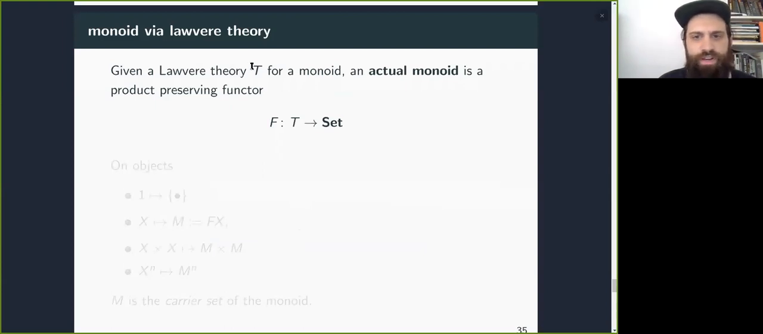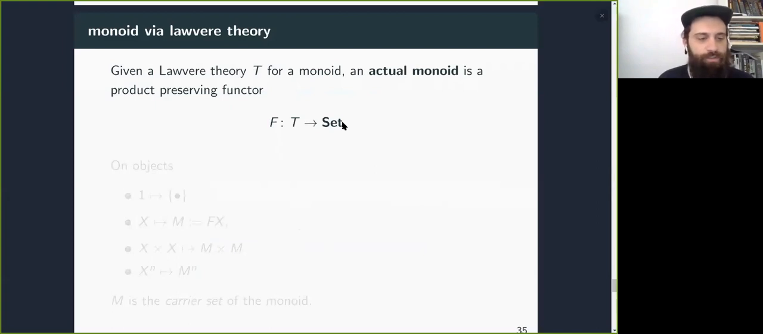So let's say that we define that above. So an actual monoid is just a finite product preserving functor from T into Set. Kind of like when we were describing the logic earlier for the lambda calculus, we talked about the semantics, or the meaning brackets. And those all had values in Set.